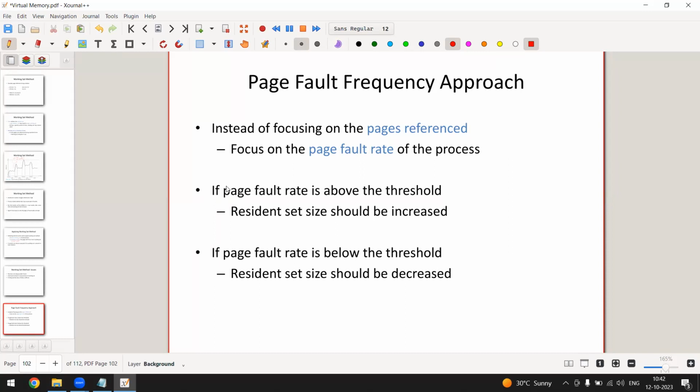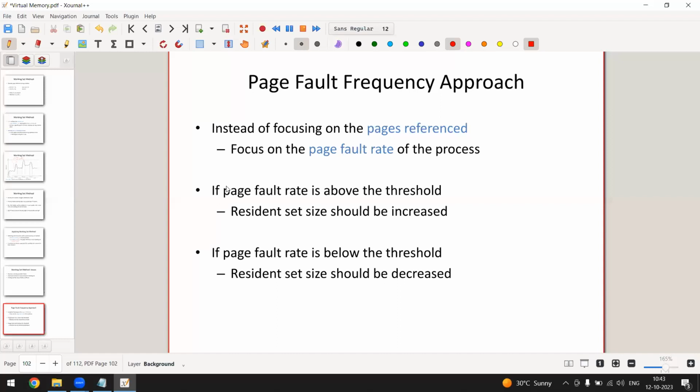So what you do is monitor the page fault rate. If the page fault rate is above the threshold, it means that the process is generating a lot of page faults. Then what you have to do is increase the size of the residence set, so that more pages are present in the residence set, and due to that, the page fault rate will drop.